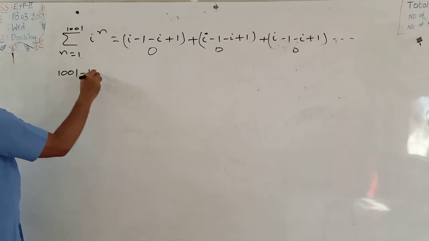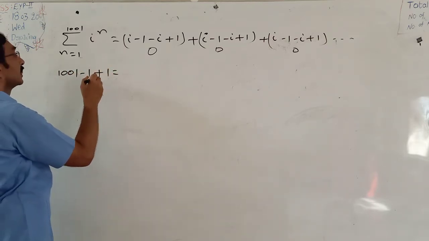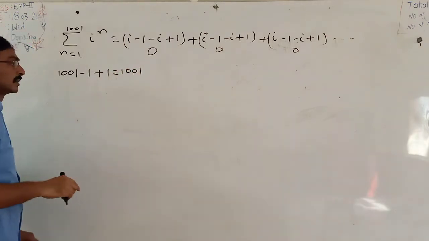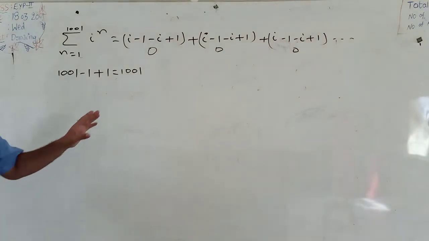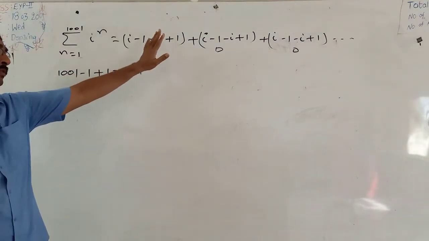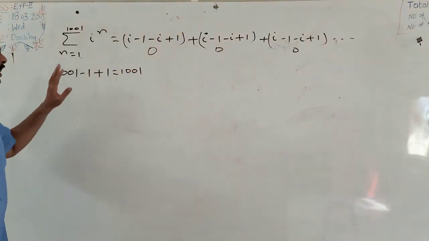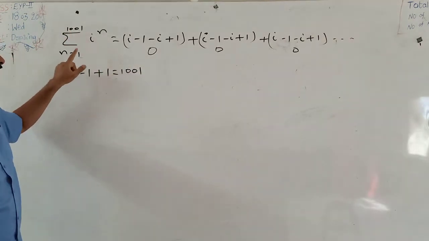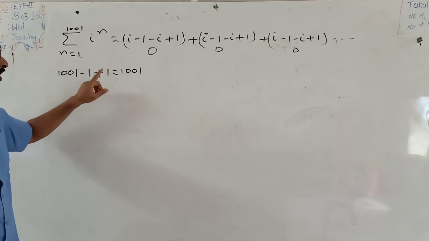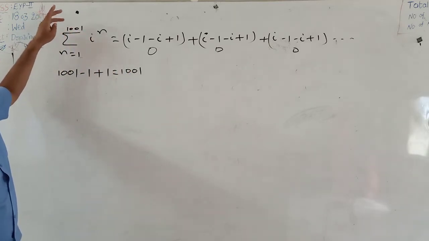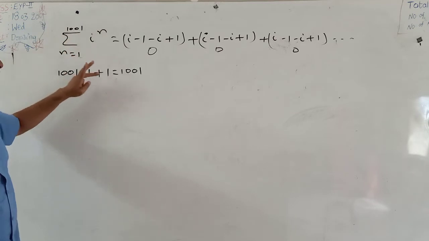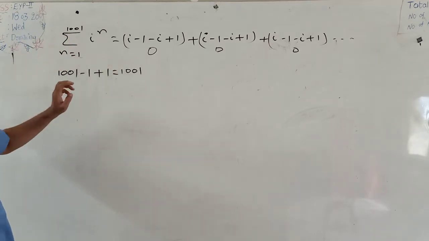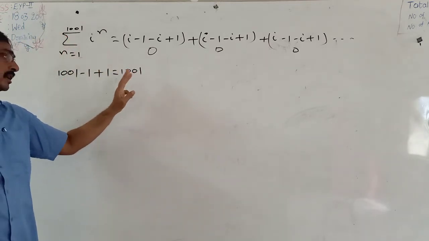Upper value minus lower value plus 1 is equal to 1001 terms. The number of terms is 1001. See the working rule: the sum of first 4 is 0, the sum of next 4 is 0, and so on. So the working rule is to divide the number of terms by 4. Here the number of terms is 1001, because 1 to 1001 means including the n values.